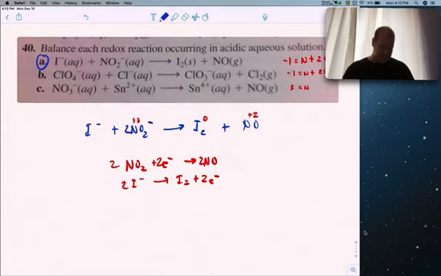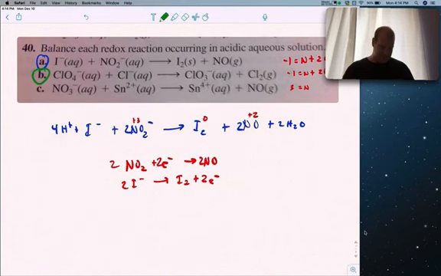So we have 2 up there, and there are 4 oxygens on the left and 2 oxygens on the right. So we need 2 waters to balance that out, and that means we need 4 hydrogens on this side like that. So these are fun, aren't they? I think they're fun.